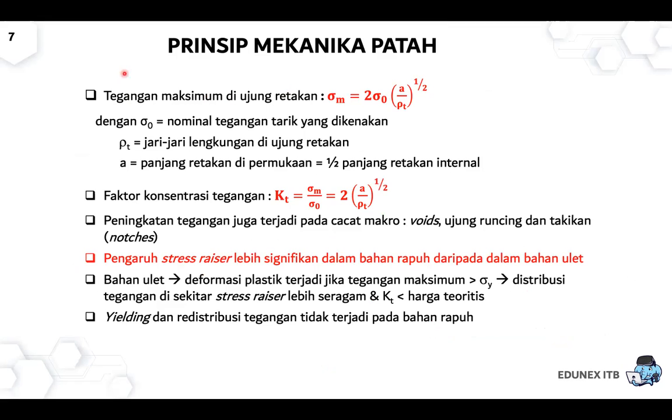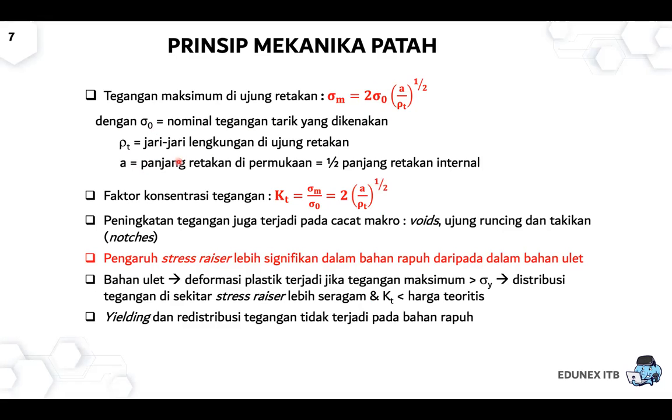we can call it sigma m, and sigma m is the nominal tensile stress sigma 0 multiplied by the square root of 2 times a divided by rho t. Here sigma 0 is the nominal tensile load, nominal tegangan tarik, rho t is the radius of the curvature at the crack tip, and a is the half length of the internal crack, or the length of the crack on the surface.